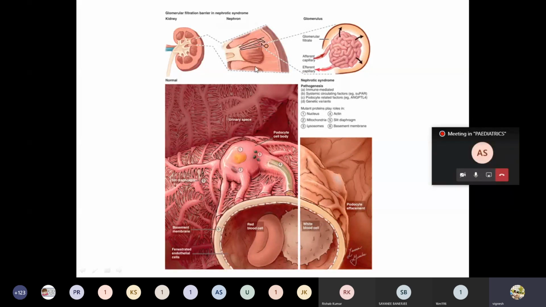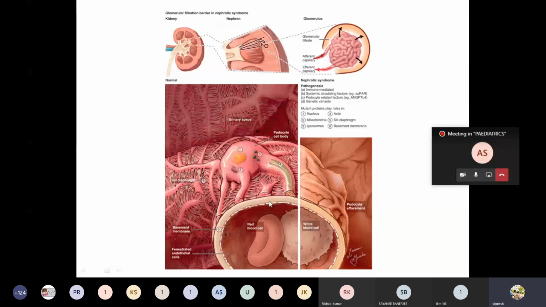See here, still further, you can see this is a kidney. This is the area where glomerular filtration takes place. Here is a nephron and glomerulus. The podocyte cells have a big role in filtering from the capillaries.